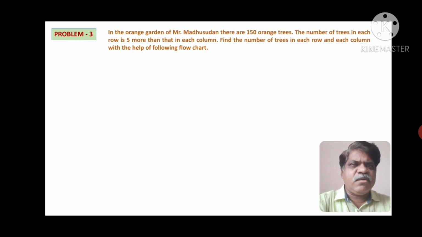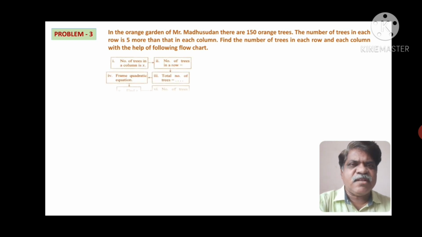We will continue with the next problem, number 3. In the orange garden of Mr. Madhusudan, there are 150 orange trees. The number of trees in each row is 5 more than that in each column. Find the number of trees in each row and each column with the help of the following flowchart.